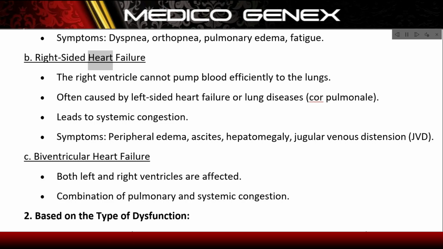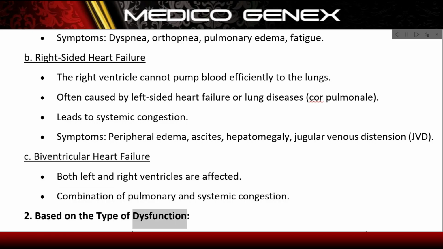B. Right-sided heart failure. The right ventricle cannot pump blood efficiently to the lungs. Often caused by left-sided heart failure or lung diseases, cor pulmonale. Leads to systemic congestion. Symptoms: peripheral edema, ascites, hepatomegaly, jugular venous distension, JVD. C. Biventricular heart failure. Both left and right ventricles are affected. Combination of pulmonary and systemic congestion.